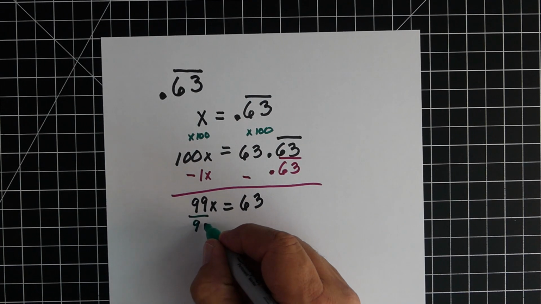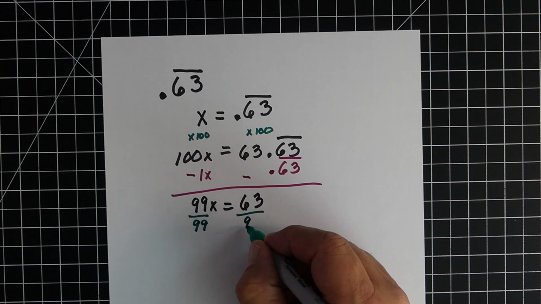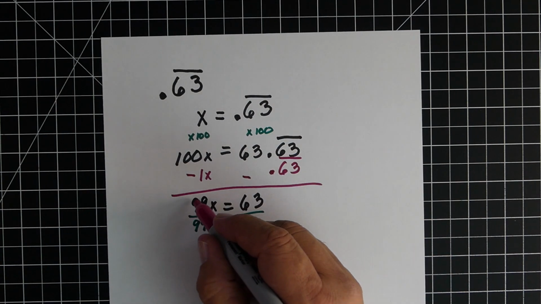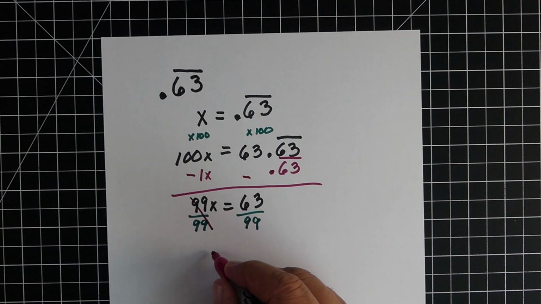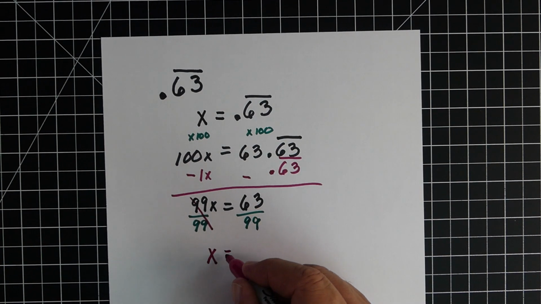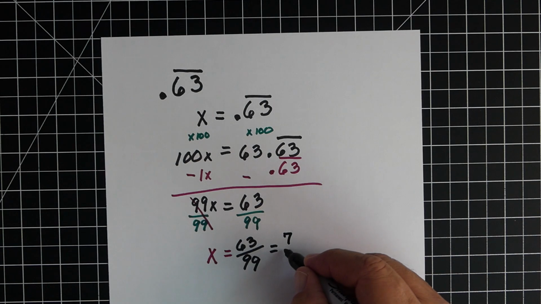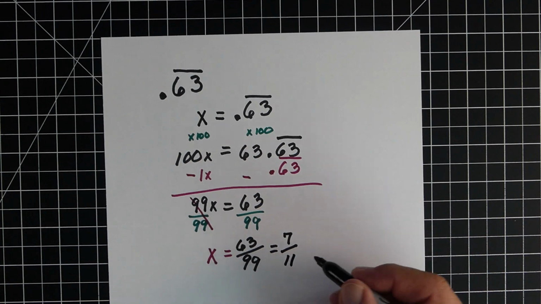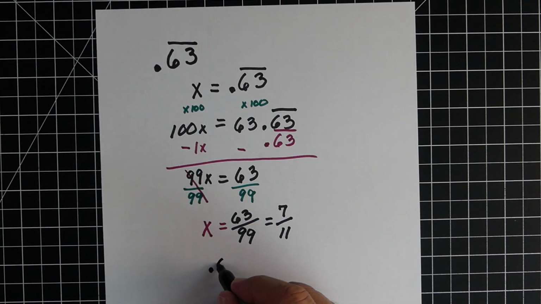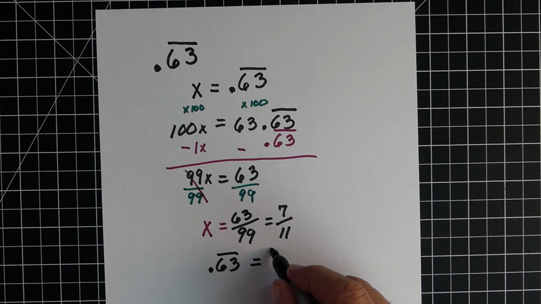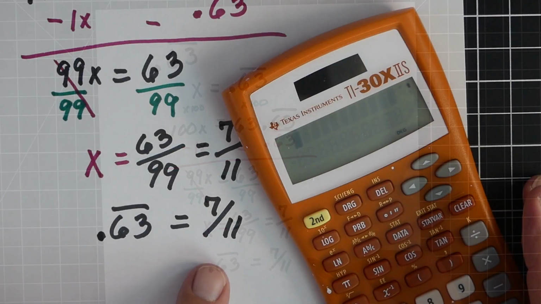Now, just like before, we're going to divide both sides, in this case by 99. On the left side, the 99s cross each other out, and we have x. On the right side, we have 63/99. It's already a fraction, we can just keep it. Now, it will simplify. If we divide both sides by 9, it simplifies to 7/11. So the repeating decimal 0.63 can be written as the fraction 7/11.